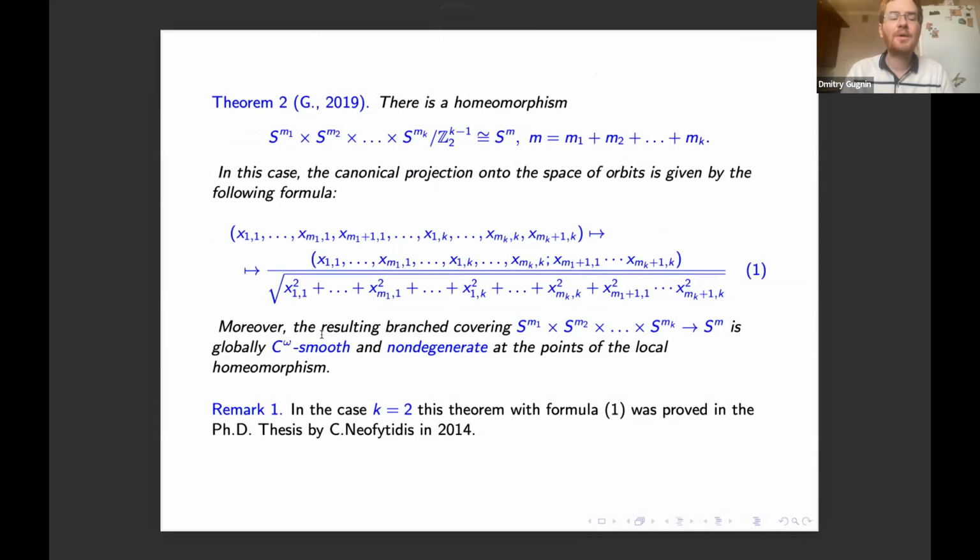Then I want to say that in the case k equals 2, when you have two spheres and one involution, this theorem with this formula was already proved in the PhD thesis by Christophoros Neophytou in 2014, and I learned about it only about a month ago. He is a young topologist from München University.